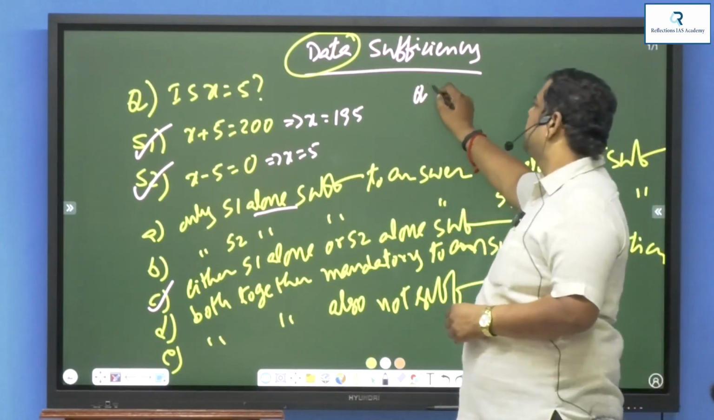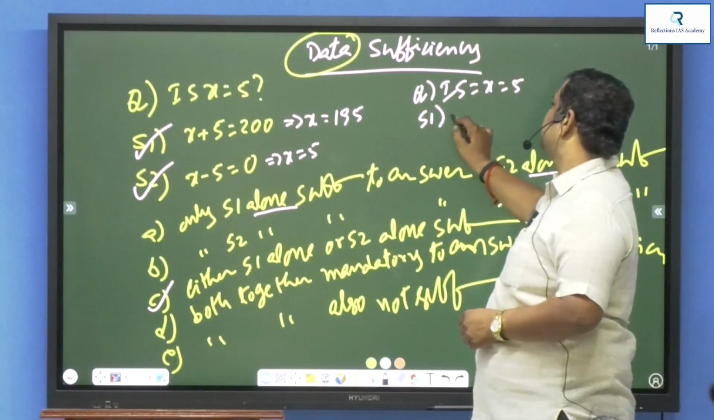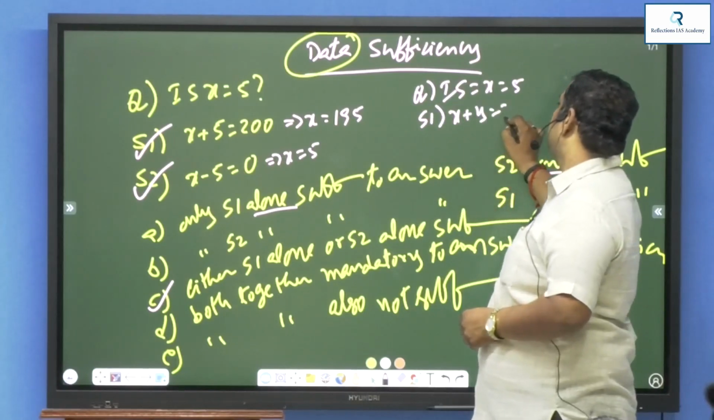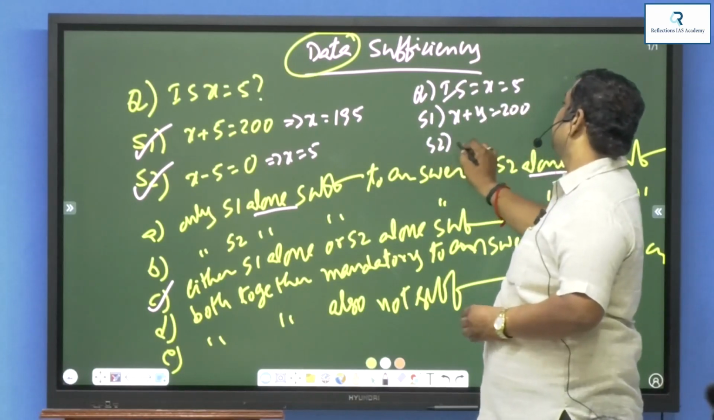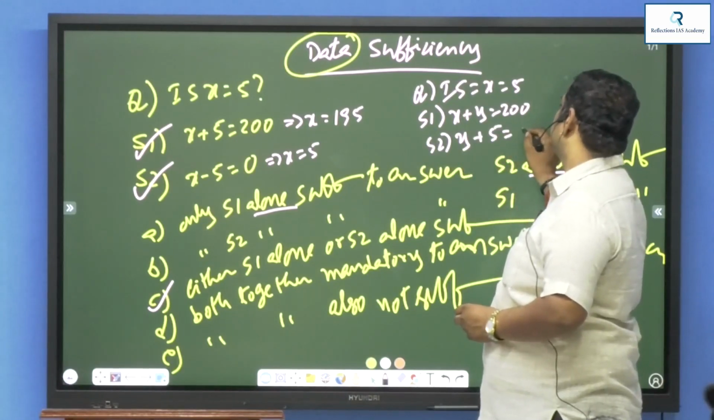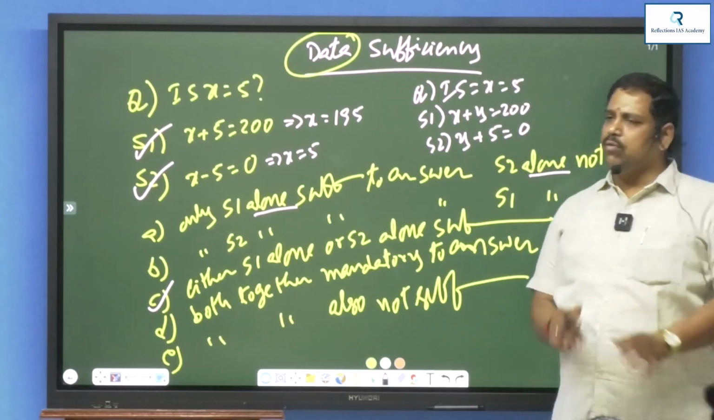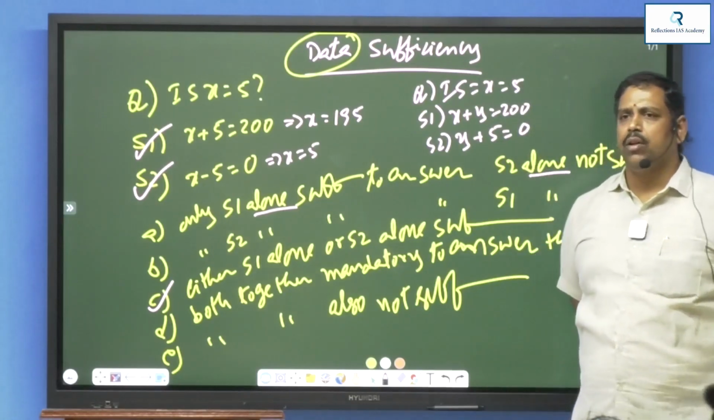Suppose the question is, is x equal to 5 or not? Statement 1 says that x plus y is equal to 200. Statement 2 says that y plus 5 is equal to 0. Okay, now you try it. Now onwards you only need to try the questions. Okay, come on, try.